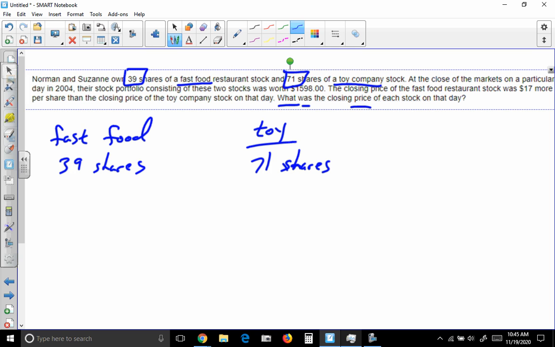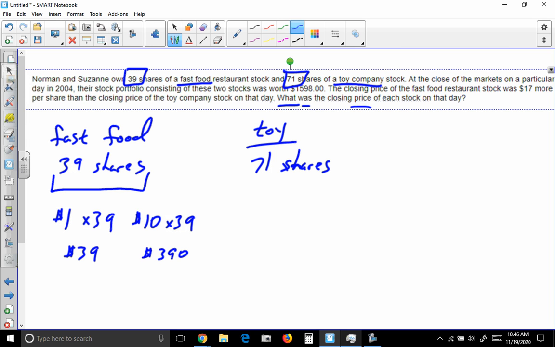So if each fast food stock was $1, then the dollar amount of fast food stock would be 39 times $1, $39. That's how much our investment would be worth. If one share is $10 and we have 39 of them, then we would have a value of $390 in fast food shares. And we could do the same thing for toy shares.